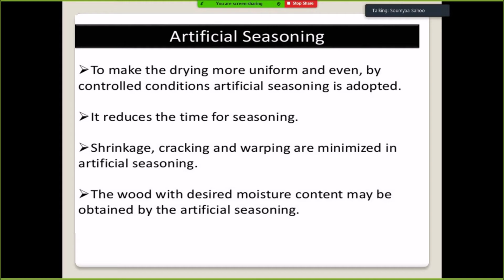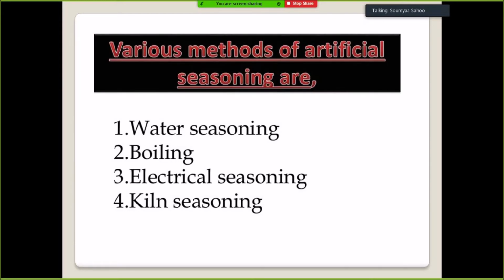Next one is artificial seasoning. To make the drying more uniform and even by controlled conditions, artificial seasoning is adopted. It reduces the time for seasoning. Shrinkage, cracking, warping are minimized. The wood with desired moisture content may be obtained by artificial seasoning. There are various methods of artificial seasoning and these are water seasoning, boiling, electrical seasoning and chemical seasoning.